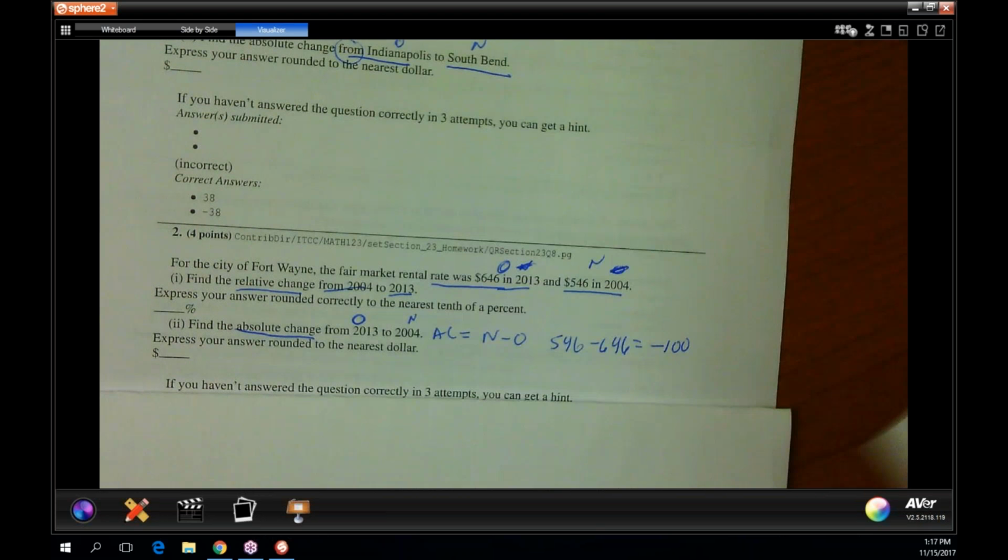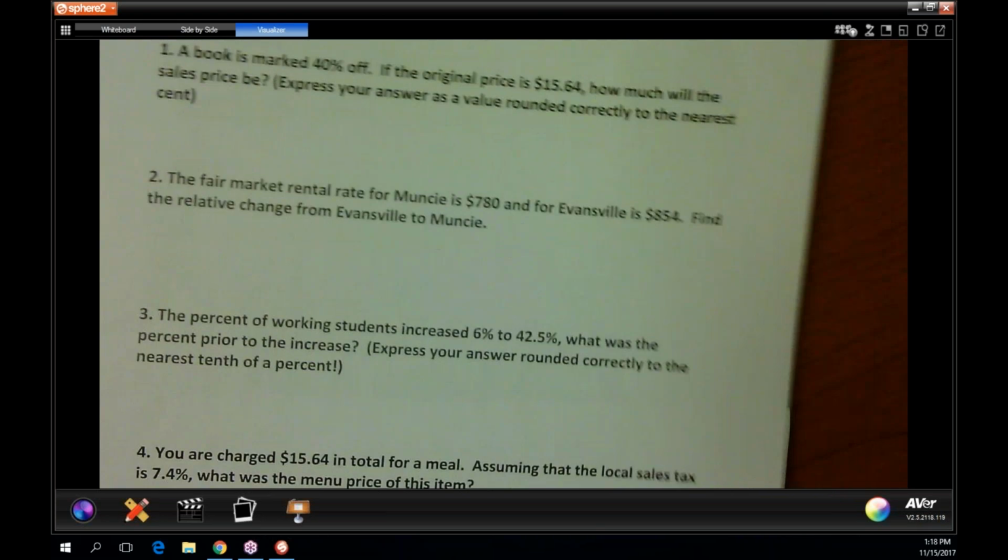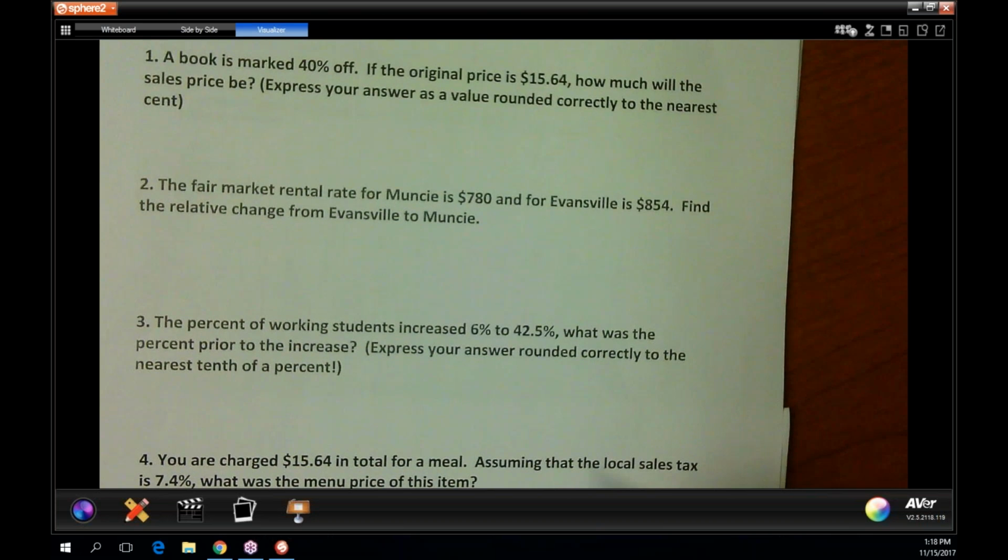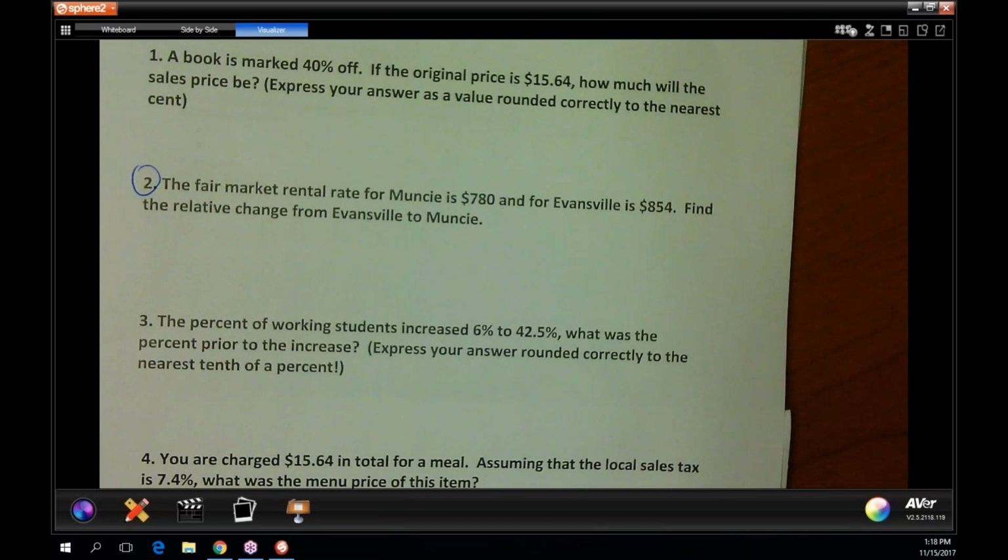Okay. Ready for your quiz questions? Practice quiz questions? Yes, ma'am. All right. Try number 2. That is from this section.